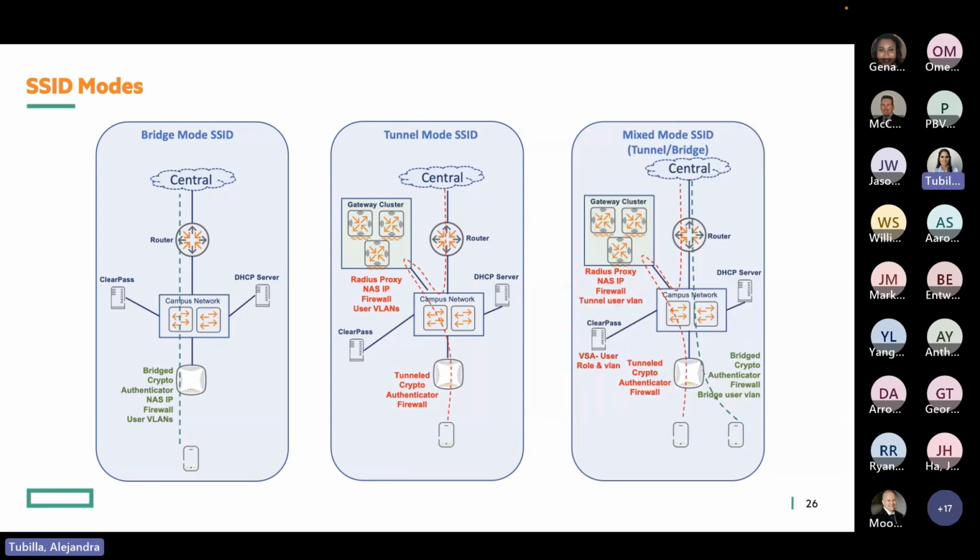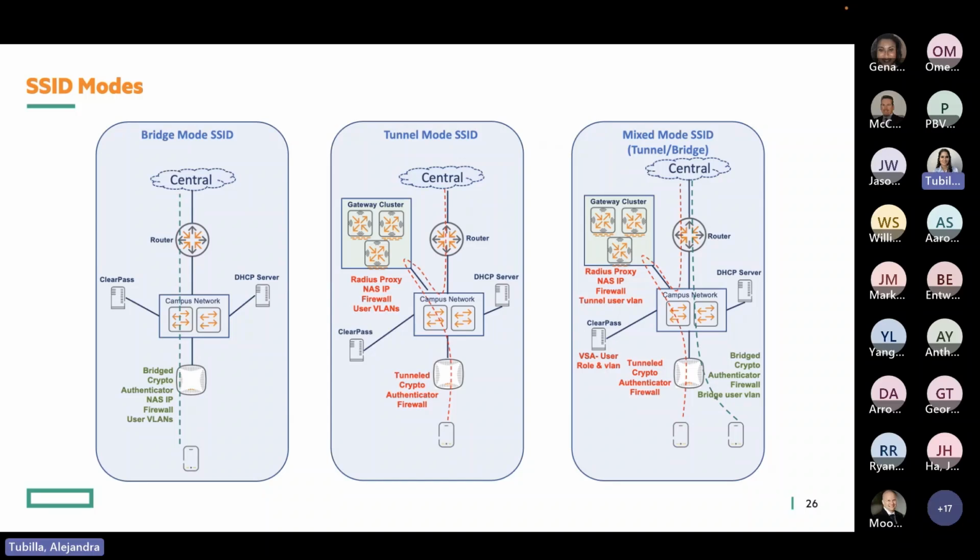Or we have a mixed mode, which is a tunnel slash bridge mode, where we would only tunnel the required traffic back to the gateways, and then just bridge the other type of traffic that does not need to be tunneled onto the gateways. So if we're having a deployment with APs and gateways, the most common way of doing it will be a mixed mode. But if we're just doing instant APs, for example, that will be completely a bridge mode or an SSID.